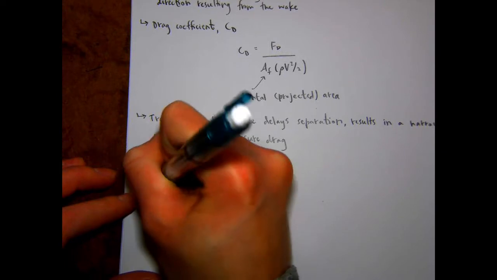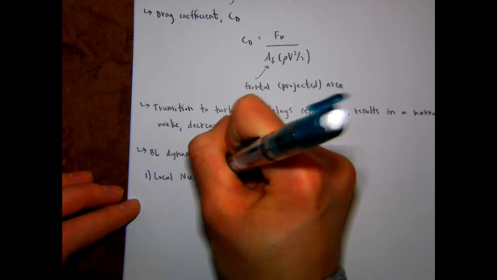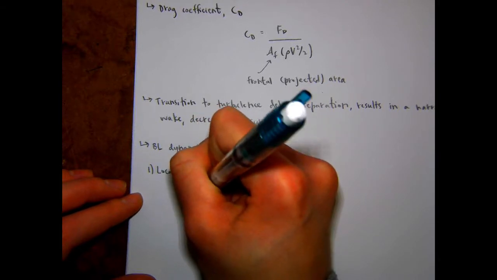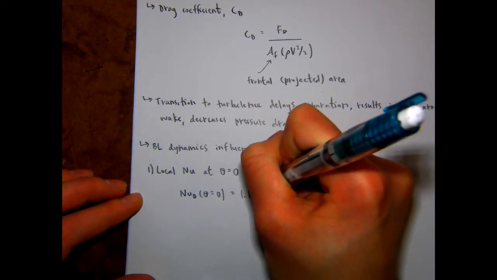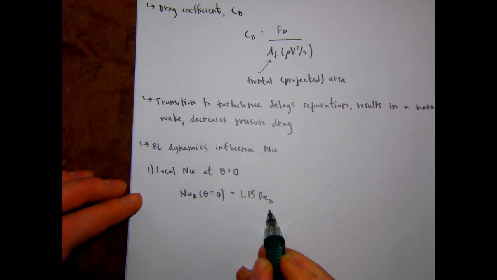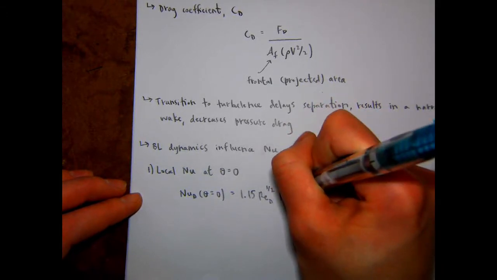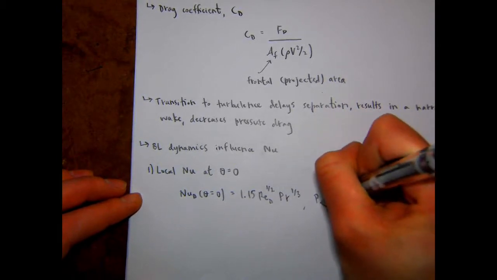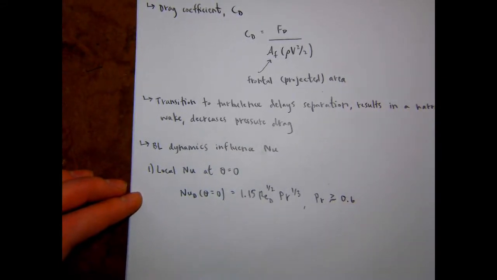So we'll say the local Nusselt number just at theta equals 0 is 1.15 times the Reynolds number. Remember, we're talking about diameter-based Reynolds number and diameter-based Nusselt number here. So the characteristic length is the diameter. So 1.15 Reynolds number to the 1/2, Prandtl number to the 1/3, and that's for Prandtl numbers approximately greater than 0.6.